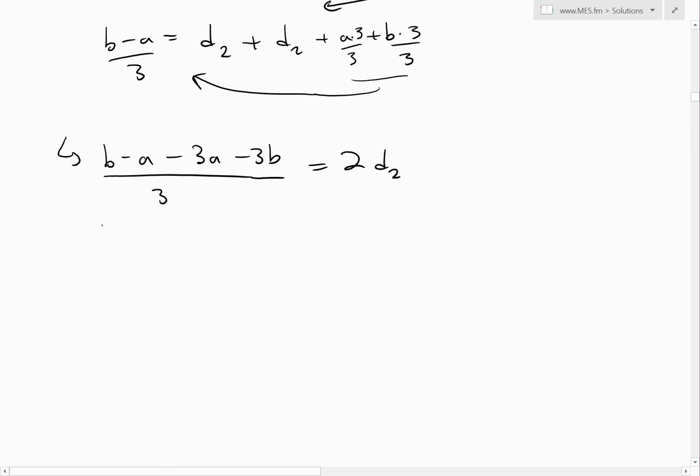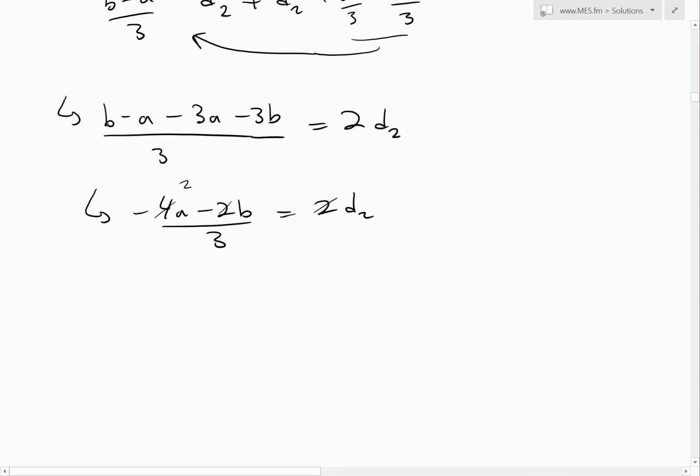Again, simplifying this, we get b. In this case, negative a minus 3a, that's negative 4a, and then b minus 3b, that's negative 2b, all divided by 3 equals 2d2. Divide the 2's out, so we're just left with a 2 there. So we're left with d2 is equal to negative 2a minus b over 3.